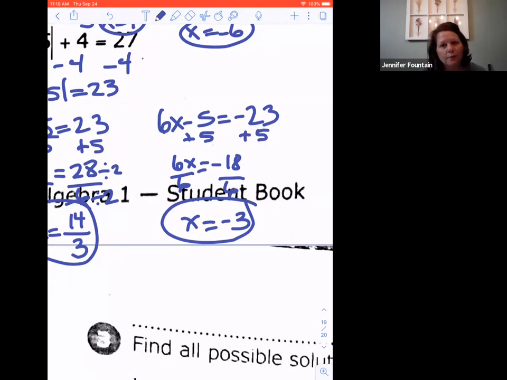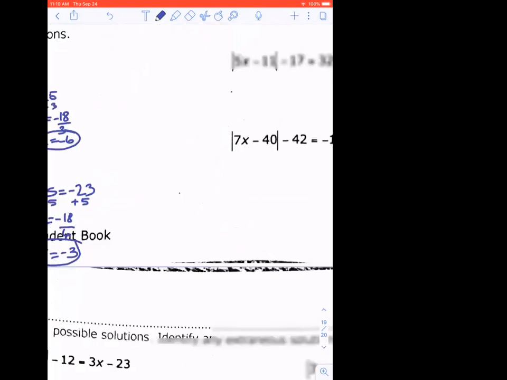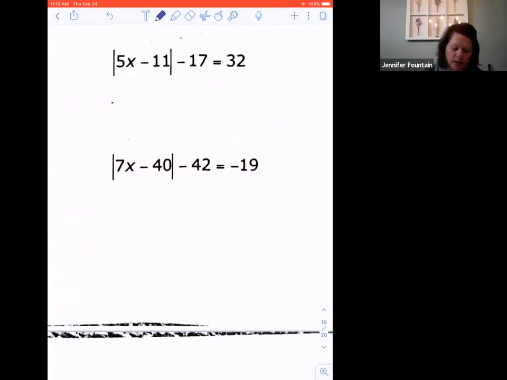Everybody feeling a little more comfortable with it? Let's go ahead and look on the right-hand side. Go ahead and work both of these.